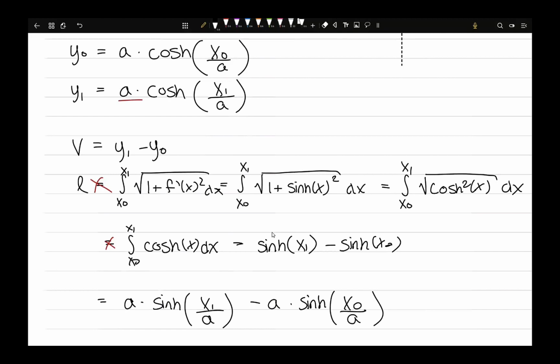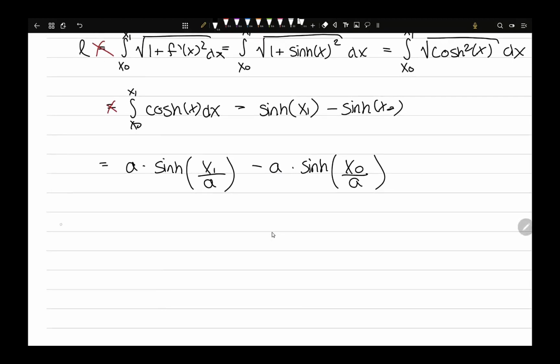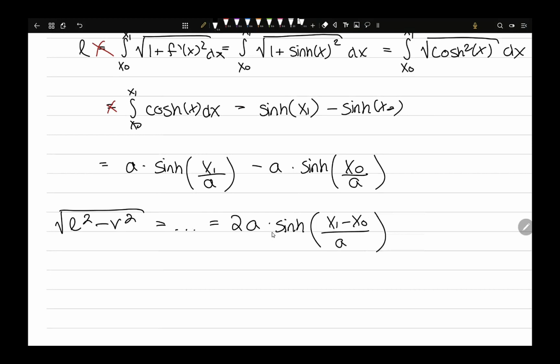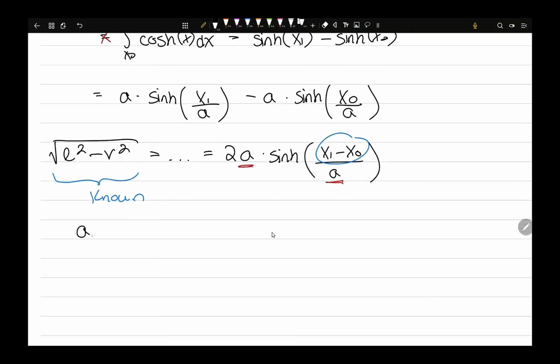And so what I was saying earlier is that the thing that I never would have thought to do is we're going to take the square root of L squared minus V squared. And this is, again, another lengthy calculation I'll skip over. But what this results with is something a bit simpler. It's going to be 2A times the sinh of x1 minus x0 over A. And so now we have things that we know, so these are known on the left side, and that's known, and then the thing that we don't know, which is A. So we want to find an equation where we have some A equals.